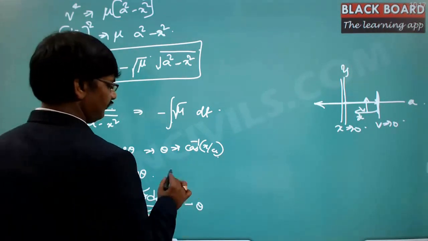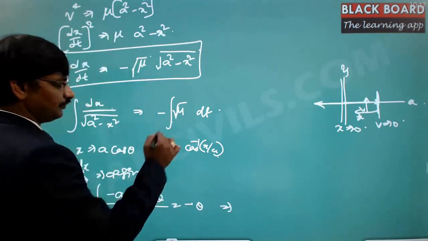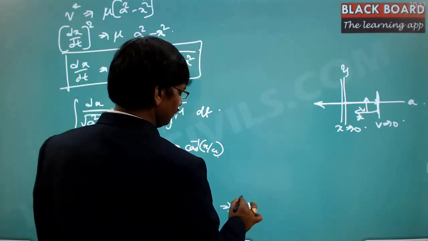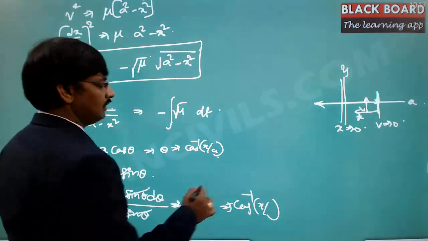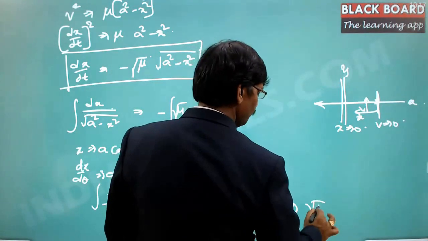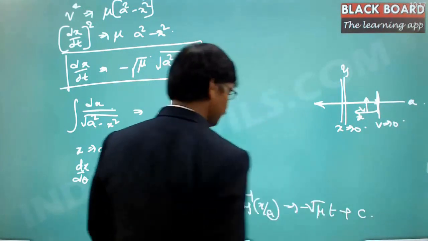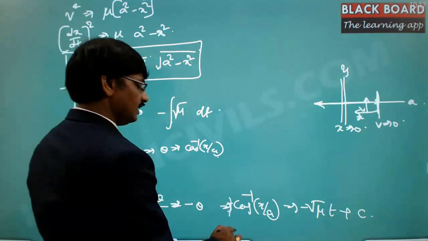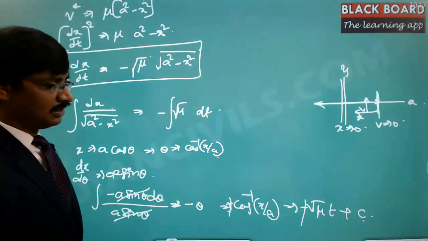So minus theta, where theta is equal to cos inverse of x by a, and this is equal to cos inverse of x by a equals minus root mu times t, plus some arbitrary constant c. Or this minus sign and this minus sign you can cancel out, and this c being the arbitrary constant, you can still keep it as it is.